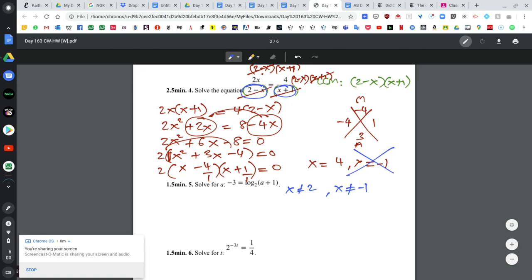So that guy cannot be the answer. So the correct answer is actually x equals 4. It was a trick question. Okay, attempt 5 yourselves.